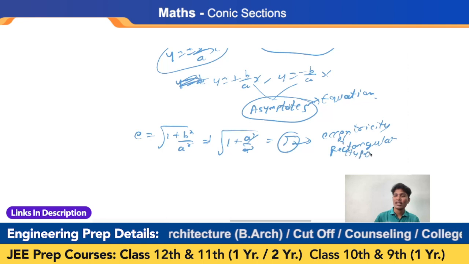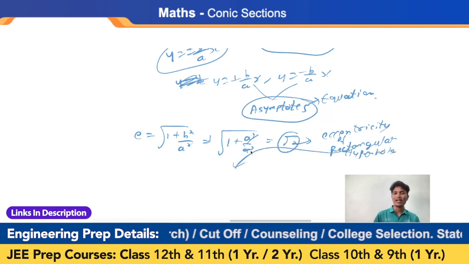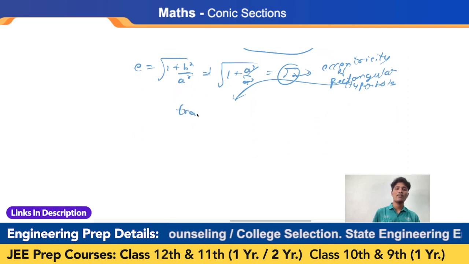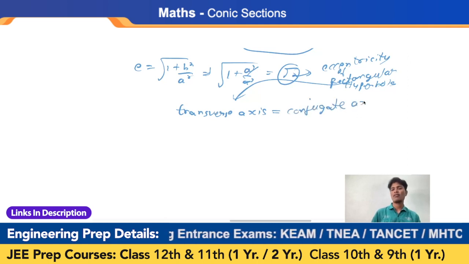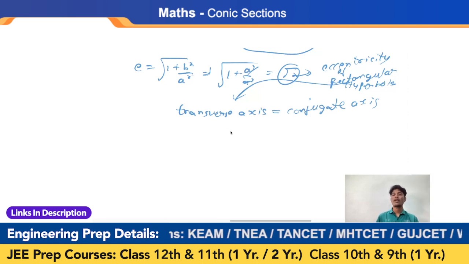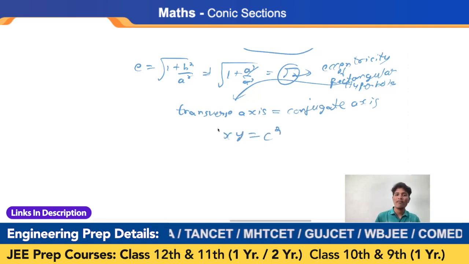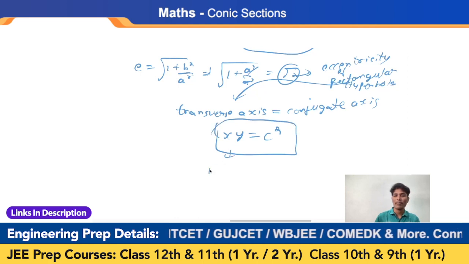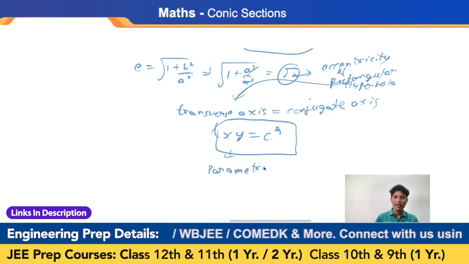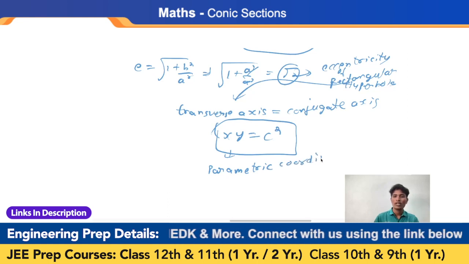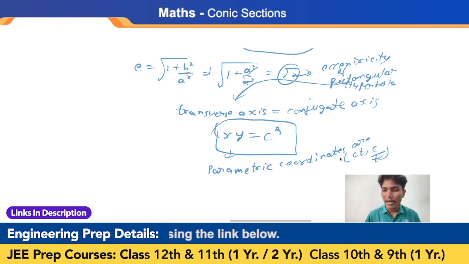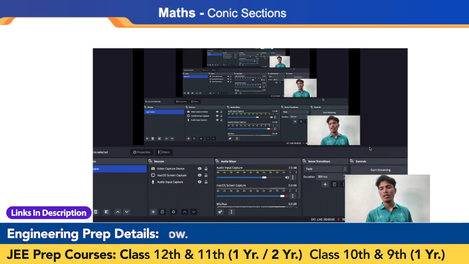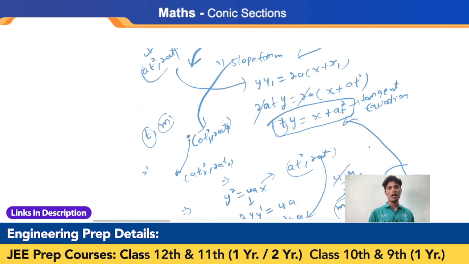Rectangular hyperbola. What is rectangular hyperbola? When the length of the transverse axis is equal to the length of the conjugate axis, we can say that the hyperbola is called a rectangular hyperbola, and the equation is xy is equal to c square. Very important. And for this equation, the parametric coordinates are t comma c by t. These are the parametric coordinates for the rectangular hyperbola.